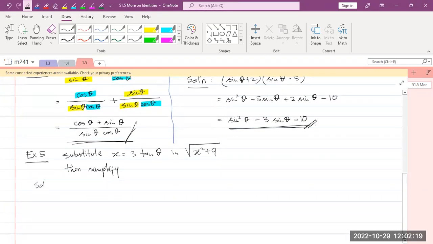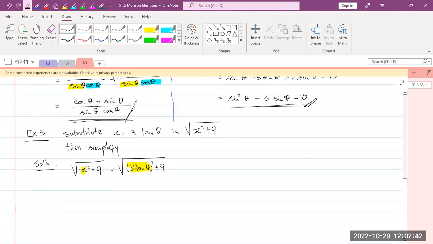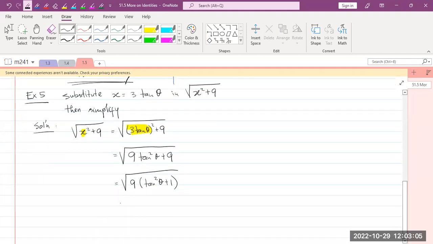But when we have the square root of x squared plus 9 and we replace the x by 3 tangent theta, right? So the x now becomes 3 tangent theta. Now simplify. 3 tangent theta being squared: 3 squared is 9, tangent theta squared is tangent squared theta, plus 9. Now notice that we have a common factor 9, which I can factor inside the square root. So I get 9 times tangent squared theta plus 1. Okay, I factor the 9, right?